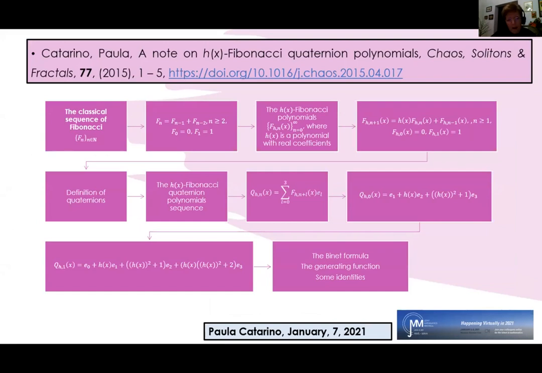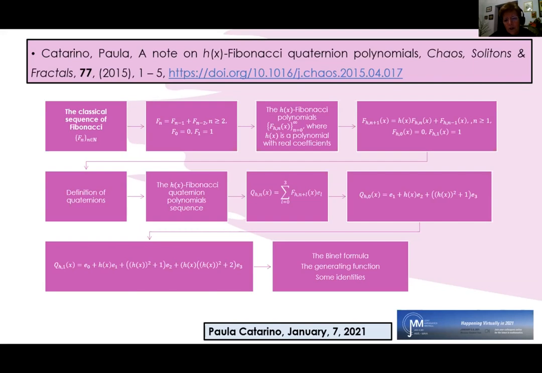I present here the path followed to arrive at the sequence considered in this research paper. We start with the classical Fibonacci sequence that everybody knows. Then we also consider the h of x Fibonacci polynomial sequence, and we have the recurrence relation and initial conditions. Then we join the definition of quaternions to this kind of sequence, and we get a new sequence of quaternions, where the terms of these quaternions are exactly the h of x Fibonacci polynomials.